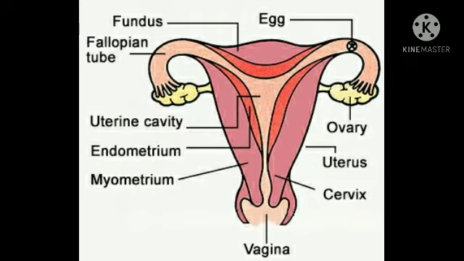This reproductive system is located in the pelvic region of a human female. You must know the various structures found in the female reproductive system. As displayed on your screen in the diagram, the human female reproductive system comprises the ovaries, then the uterus, then the cervix, then the vagina, and ultimately the external genitalia.